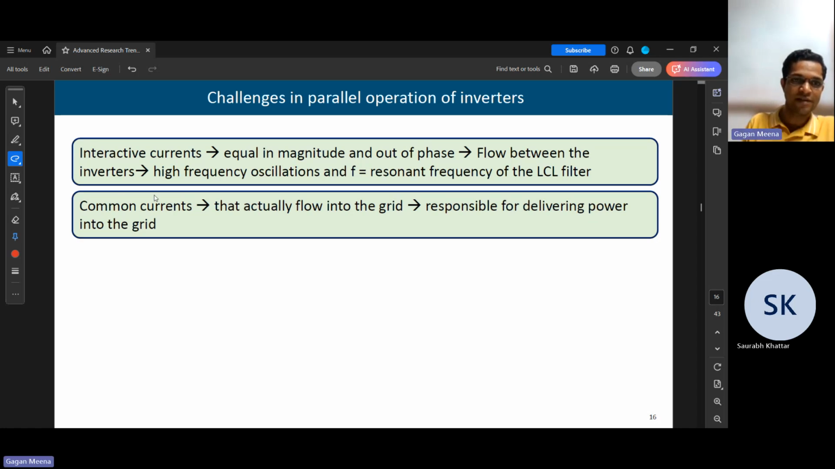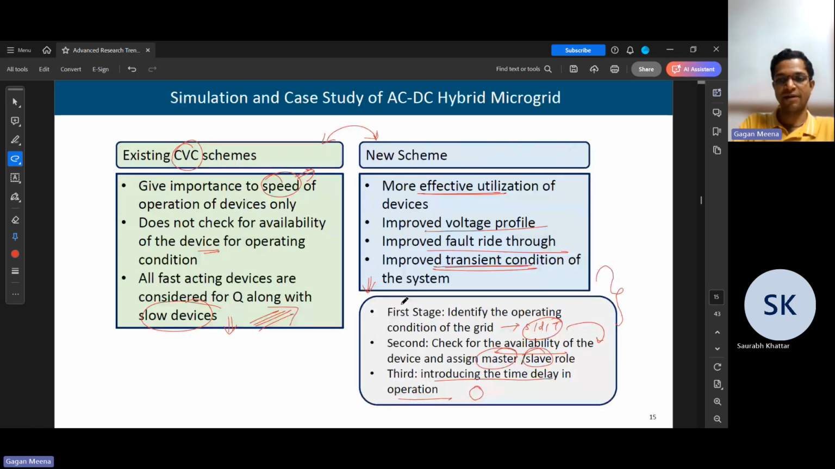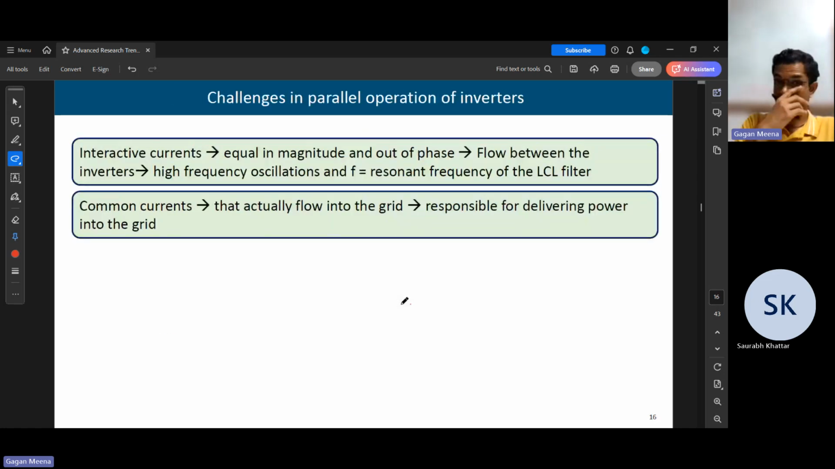Okay, that was the, which one? The demonstration for that AC-DC hybrid microgrid. Now the next one is the demonstration of the parallel operation of inverters in an AC microgrid.